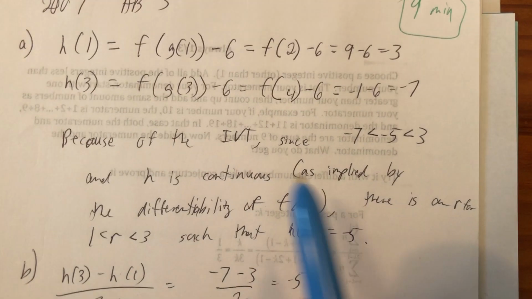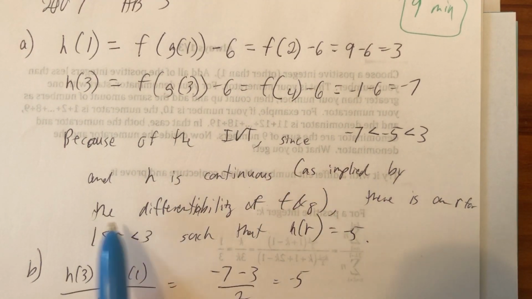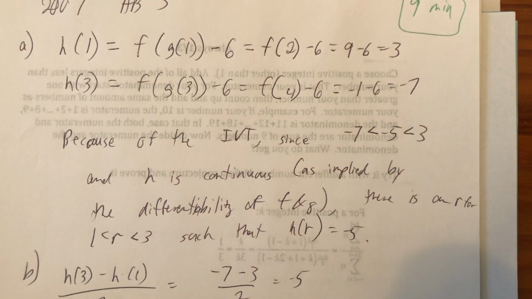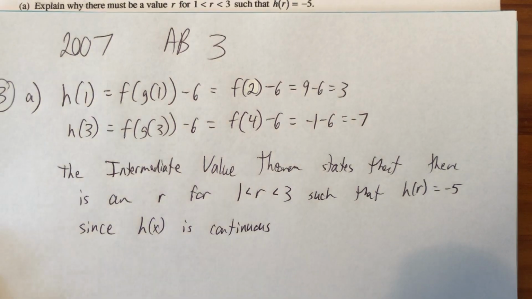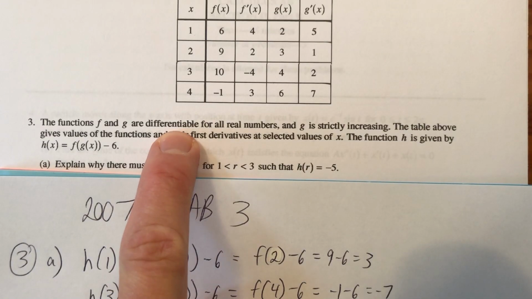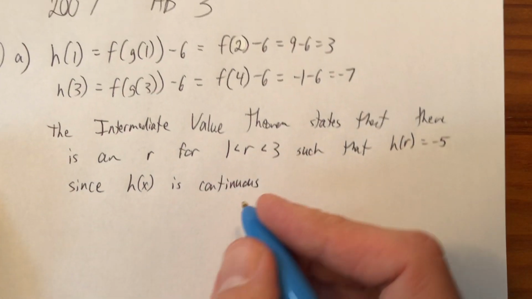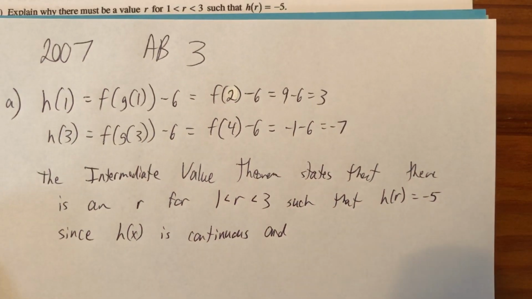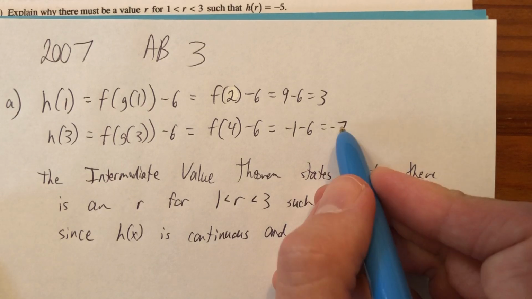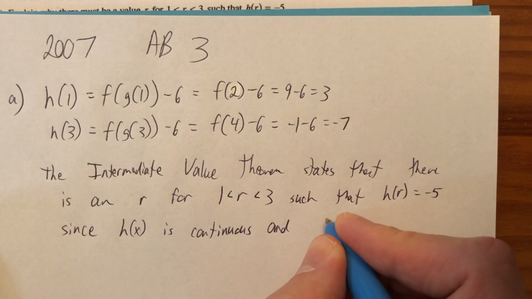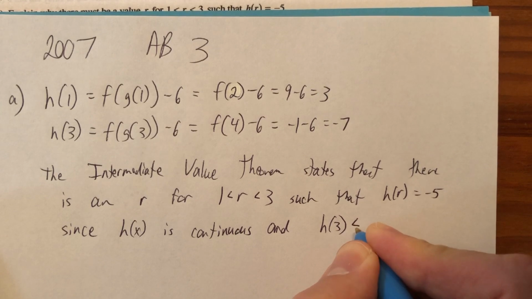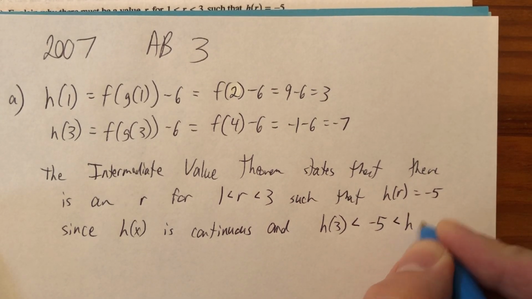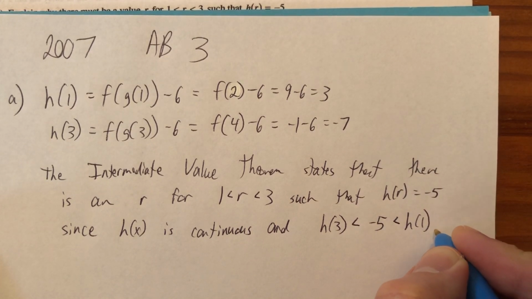So you can look at my scribble here. h is continuous as implied by the differentiability of f and g. That's perfectly fine. I've come to realize it was a little bit too much, but it's continuous. But I had to say that, and they had to say that so I'd know it was continuous. Okay? Since h is continuous, and also I'm looking for something that is equal to -5, and -5 is between those two. So let's just say that h of 3 is less than -5, which is less than h of 1. And there we go.